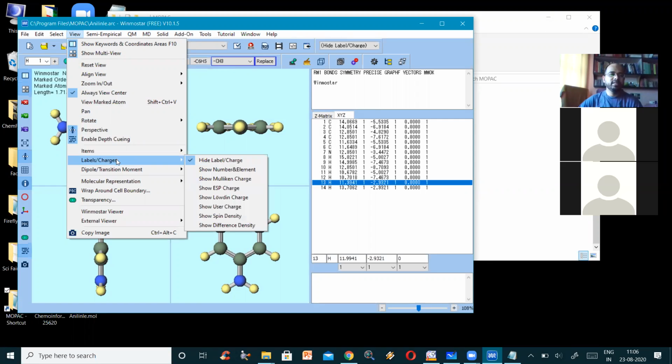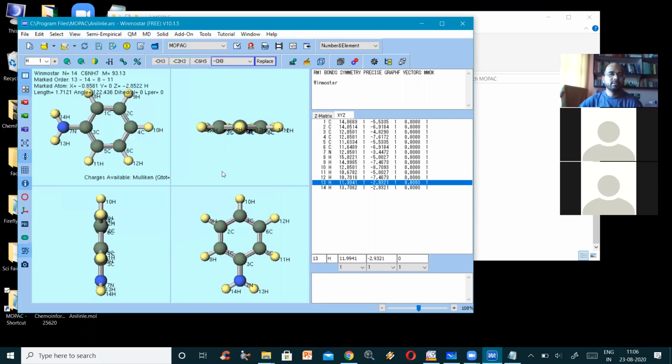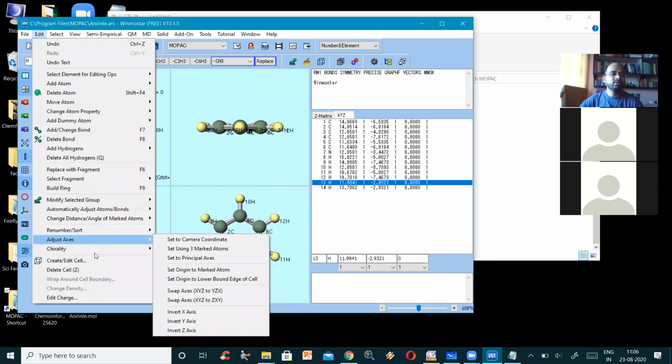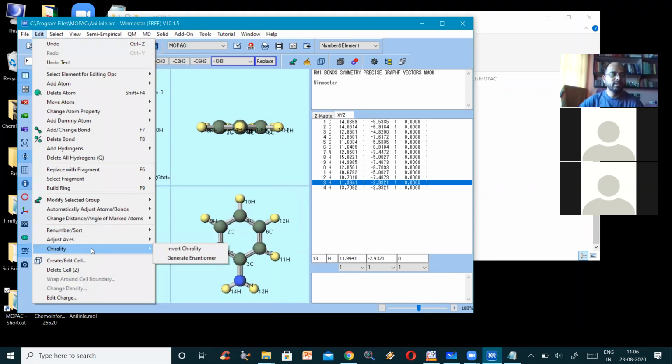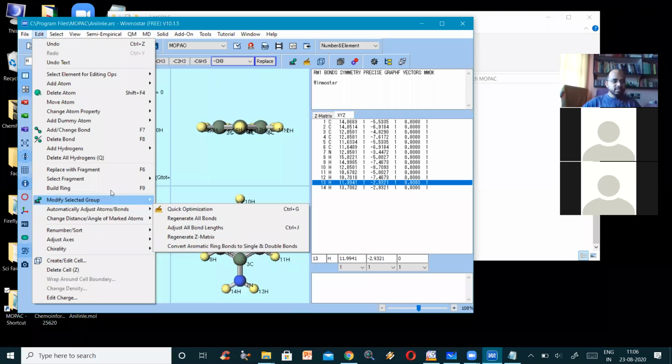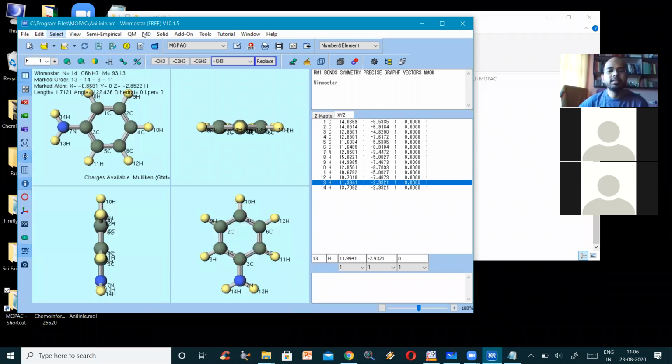Look at this, you can make the label, show number and element, and it will show you the number and element. And you can have chirality also, but it will not work. There is this thing called the... okay, it is not there. So some other software is there.